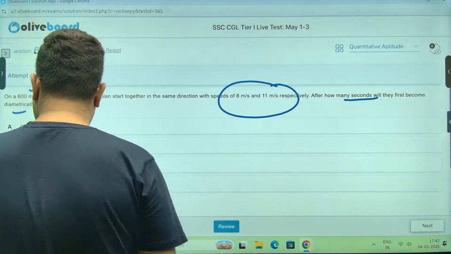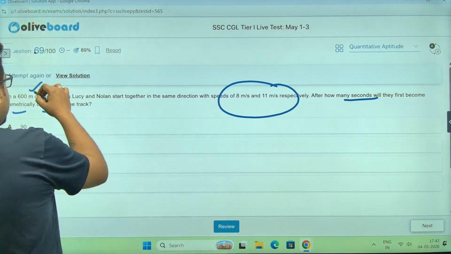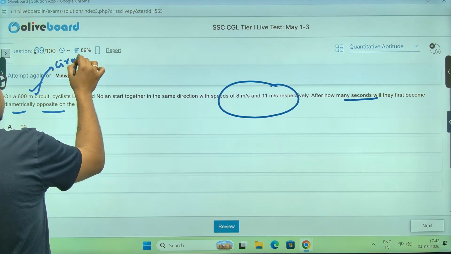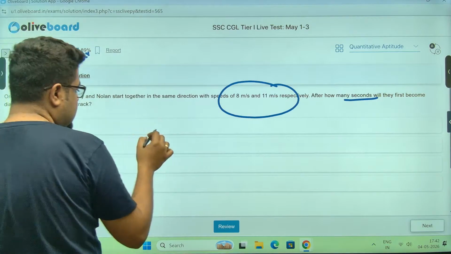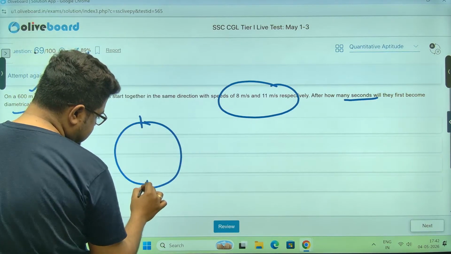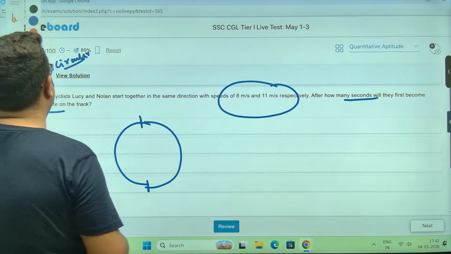Okay, to become diametrically opposite, this is a circular track. They should have mentioned this on a circular circuit. Printing mistake. So someone is here, someone is here. They are diametrically opposite. So in that case, sir, what happens?